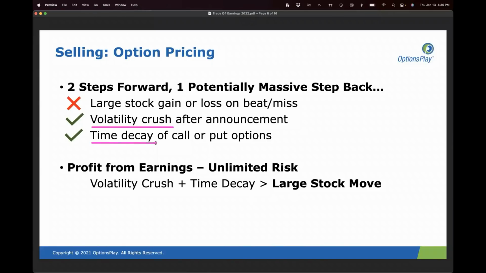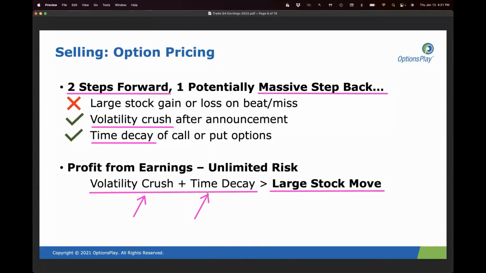However, because you have these two things working in your favor, you have one thing that could potentially put you one massive step back. So this is what I call two steps forward, one potentially massive step back. Whenever you sell an option, volatility crush and time decay are working in your favor. But if the stock makes a big move in the opposite direction of what you think it's going to do, that move will likely become larger than what you're going to gain on the volatility crush and time decay. So you have these two silent things working in your favor, but if the stock makes a big move in the opposite direction, that move is going to wipe out any gains you get from volatility crush and time decay.